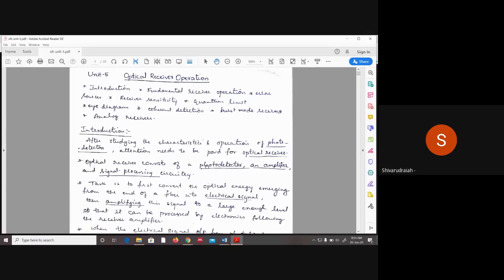First one is introduction to receiver section, then types of noise or error sources that arise in the optical receiver section, then receiver sensitivity and quantum limit, and a problem related to quantum limit. For your syllabus you don't have the eye diagrams, coherent detection, analog receivers; all those topics are not there for the current syllabus. So only optical receiver operation, the block diagram of that, types of noise or error sources, receiver sensitivity and quantum limit. Only these four topics will be covered in the optical receiver section.